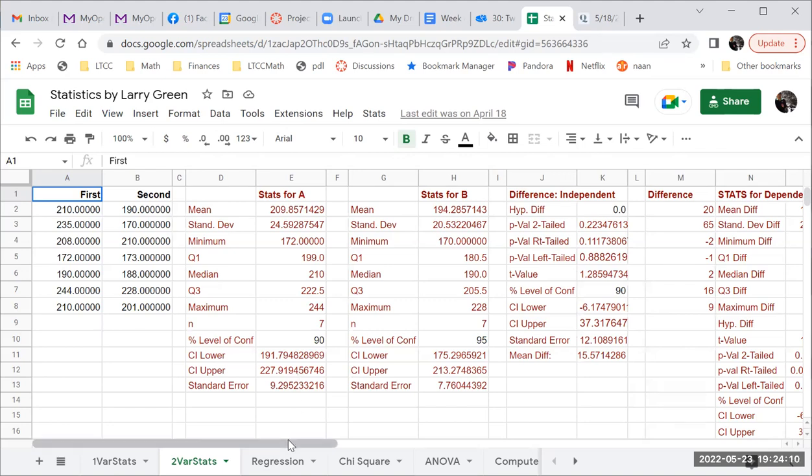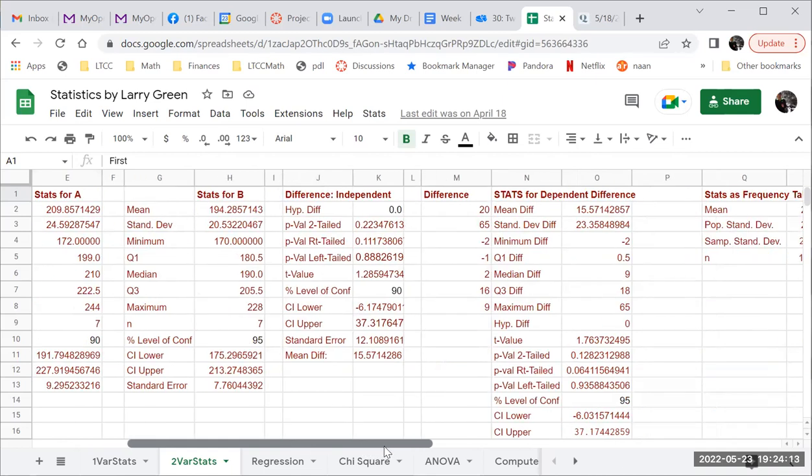Got it? So what's important is you need to know, are you using dependent data or using independent data? Is that clear? And if you're using independent data, it's all this stuff. Do you see that? J and K. If you're using dependent data, it's N and O. Is that clear? Okay. And it has a p-value, two-tailed, right-tailed, left-tailed. So you just have to move your eyeball to the right one, depending on what your hypothesis test is. It has a test statistic, the t-value.